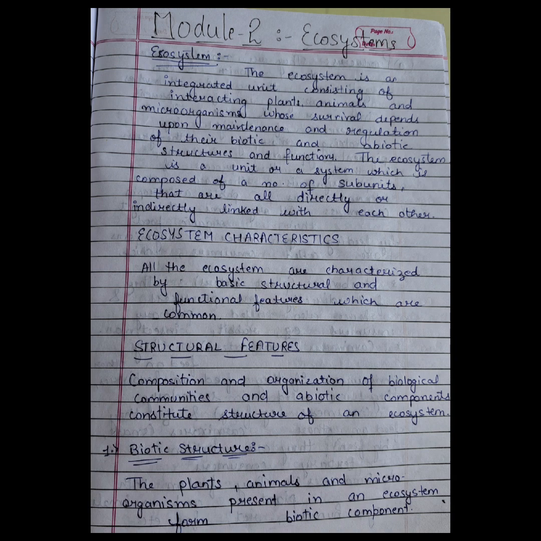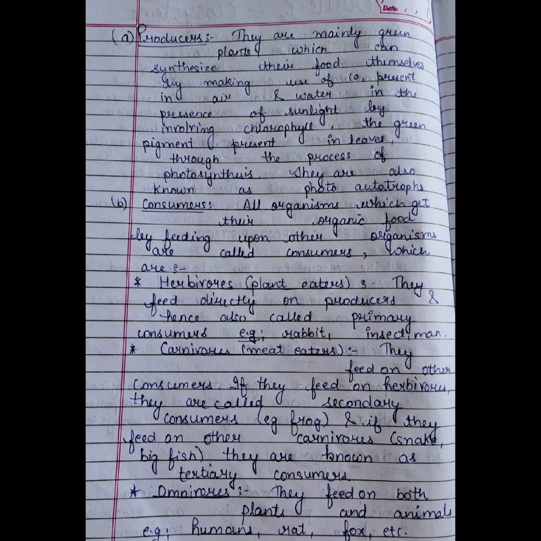So basically we will first discuss the structural features of the ecosystem. The composition and organization of biological communities and abiotic components constitute the structure of an ecosystem. Structural features are further characterized in biotic structure. The biotic structure is the plants, animals, and microorganisms present in an ecosystem; they all form biotic components. Further, producers, consumers, and decomposers are the main parts of the biotic structure.